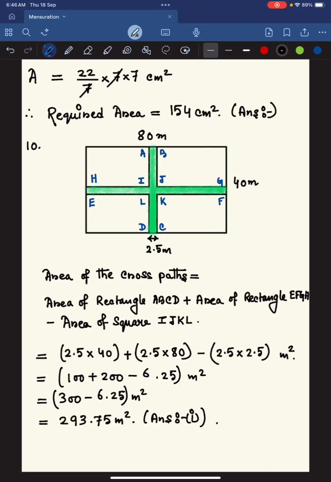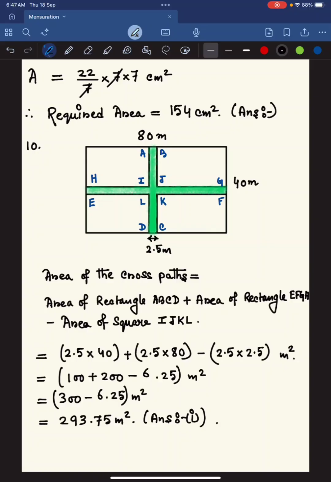Here a rectangular garden 80 meter by 40 meter is divided into 4 equal parts by 2 cross paths 2.5 meter wide. Find the area of the cross paths and the area of the unshaded portion. So this entire length is 80 meter, it is given, and this entire length is 40 meter, and this gap is 2.5 meter. This gap is uniform, so this will also be 2.5 meter, this gap will also be 2.5 meter, and this will also be 2.5 meter.